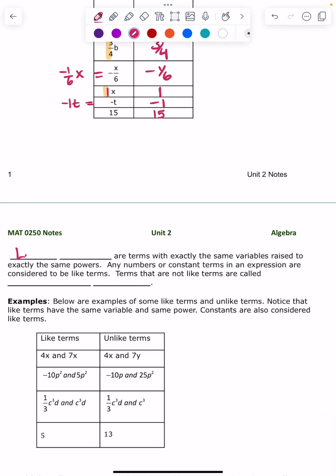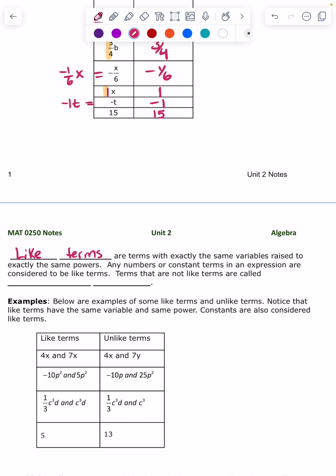Like terms are terms with exactly the same variables raised to exactly the same powers. So they have to have both to be considered like terms. So not only the same variable, which is a letter, right? But also that variable has to be to the same power. So maybe it doesn't have any power at all on it. So it would go with other variables like it that didn't have any power on it.